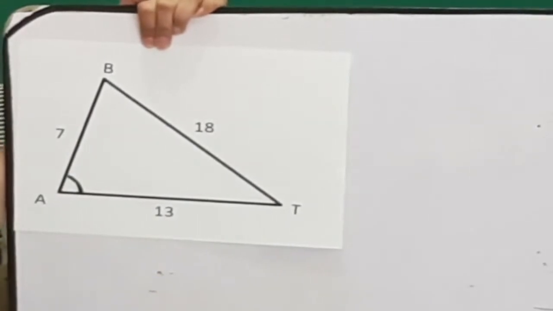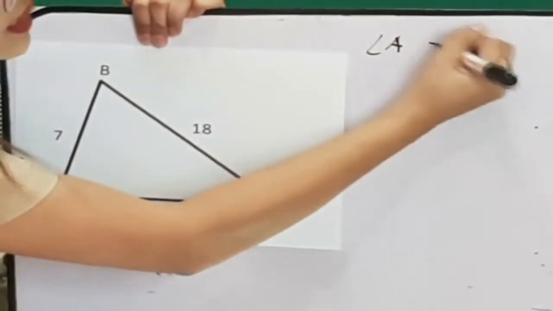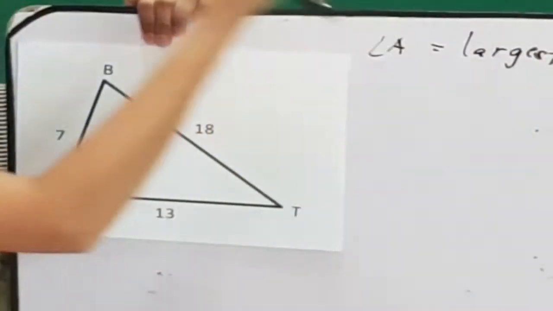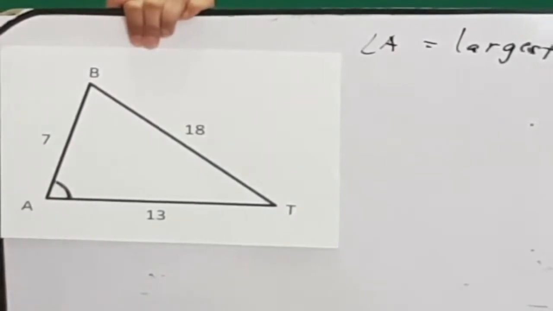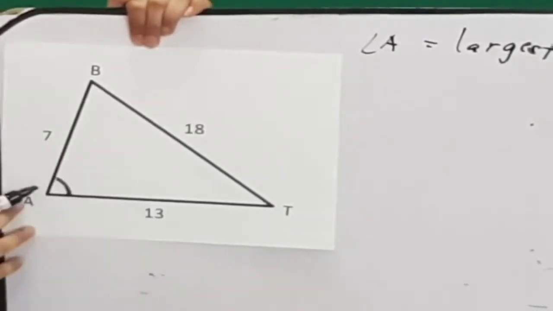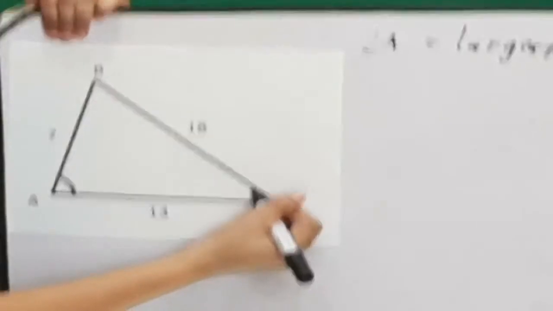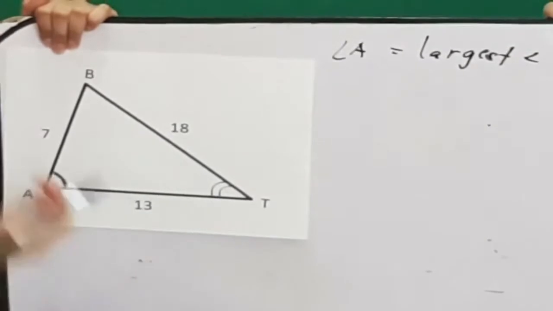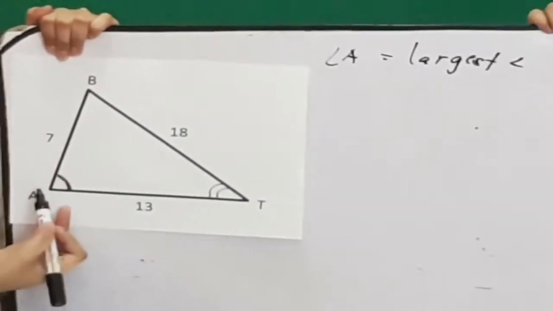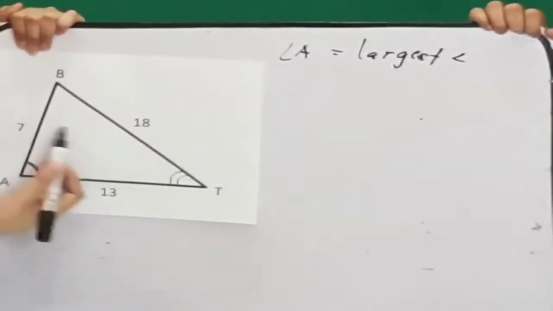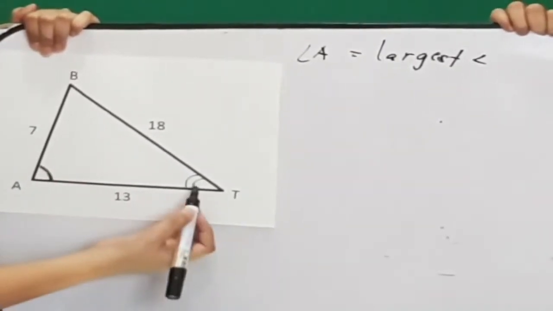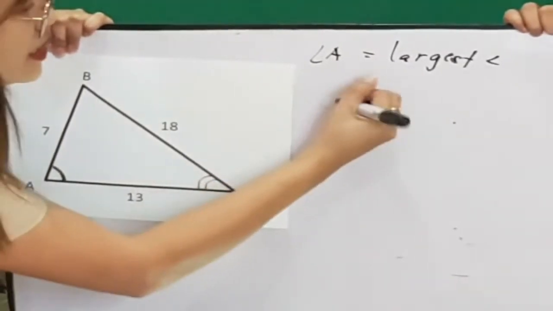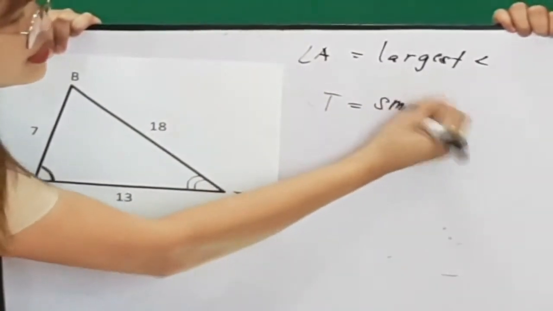So, that's it. Let us write, angle A is the largest angle. Okay? And then, what do you think is the smallest angle? So, here, the smallest angle is, of course, angle T. What is the reason? Yes, that is theorem 1. Since side BA or AB is the shortest side, then its opposite angle, which is angle T, is the smallest angle. So, angle T here is the smallest angle.